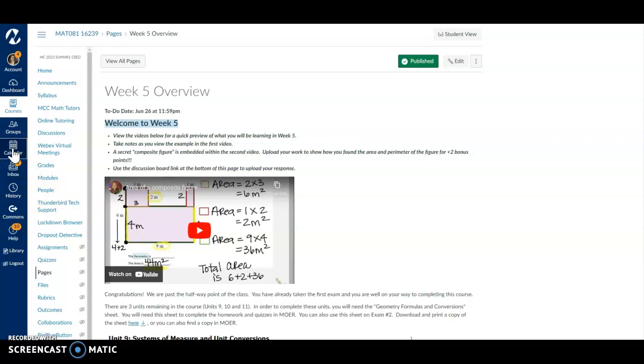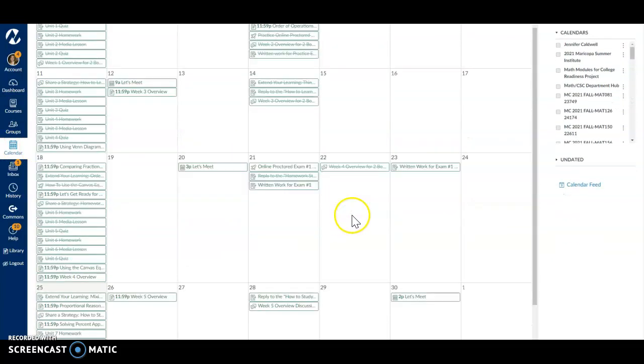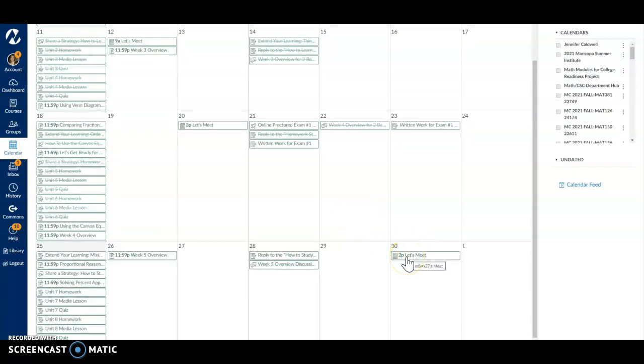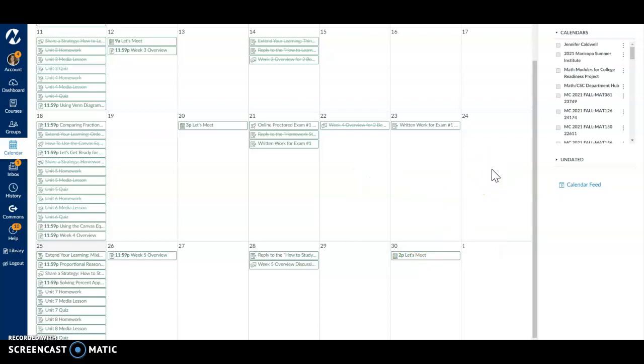Let's look at our calendar for MAT081. And you can see here, it is on June 30th at 2 p.m. So hopefully I will see you there. Once you're in your calendar, all you have to do is click on it, and there is the link to join us in WebEx. So I hope you have a wonderful day, and I hope to see you on Friday the 30th.